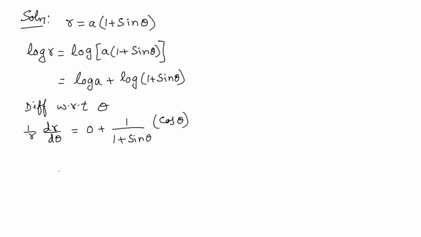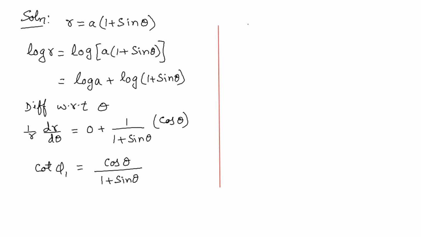So 1 by r dr by d theta can be written as cot of phi 1 is equals to, here we are left with cos of theta divided by 1 plus sine of theta. Now since in the denominator we are having 1 plus sine theta, it's difficult to simplify that expression and write it in terms of the half angle formula. So therefore I'll keep this expression as it is and move on to the second curve. Simplification I'll do later on.